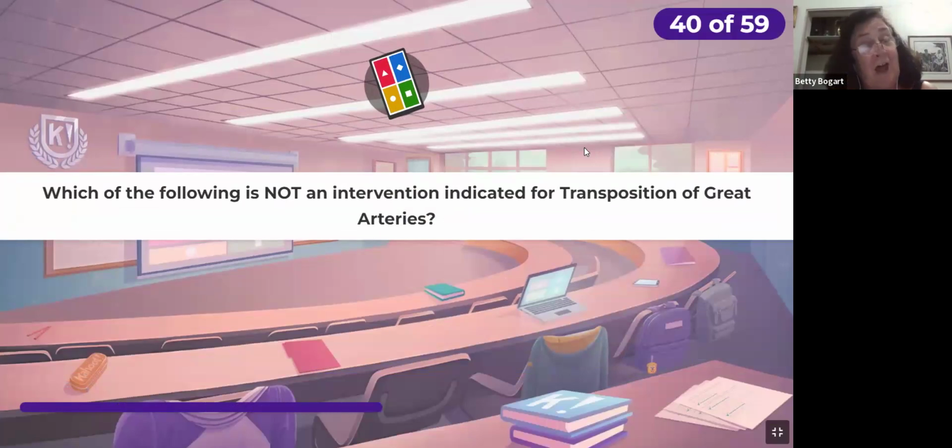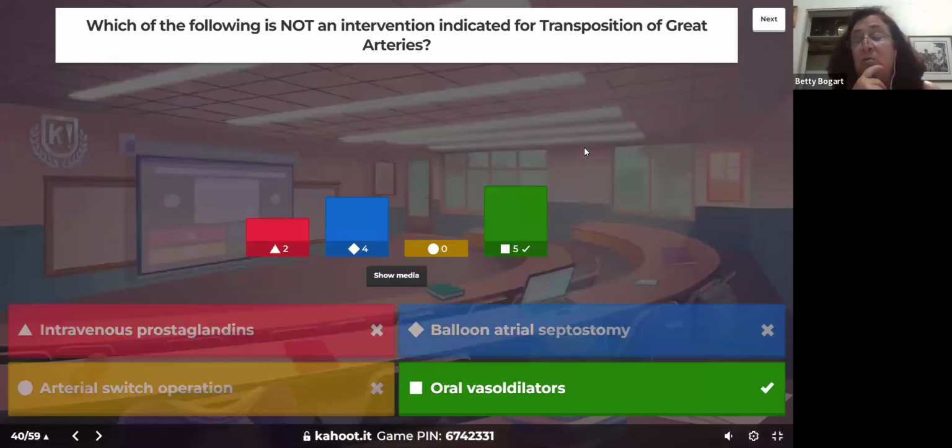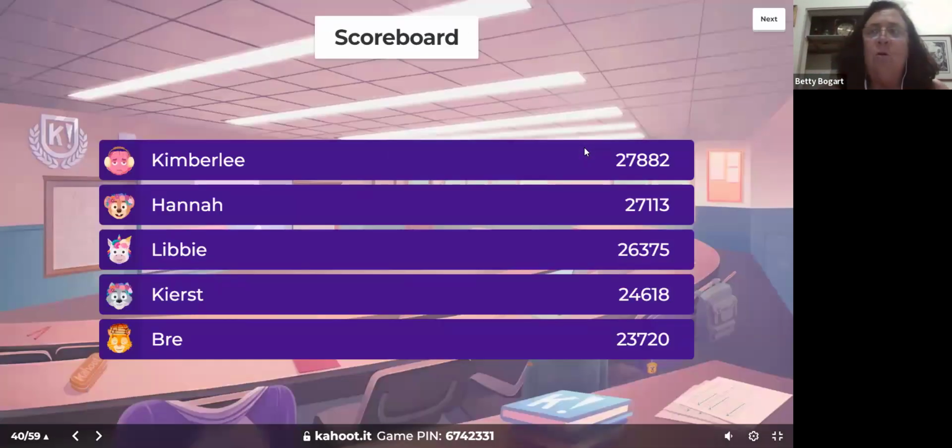So, which of the following is not an intervention indicated for transposition of the great arteries? Anything oral is going to do nothing. So prostaglandins, PDA, we got oxygen going. Switch is the surgery. They turn them around. And that balloon atrial septostomy is when they punch that hole through the atrium, creating more blood flow.